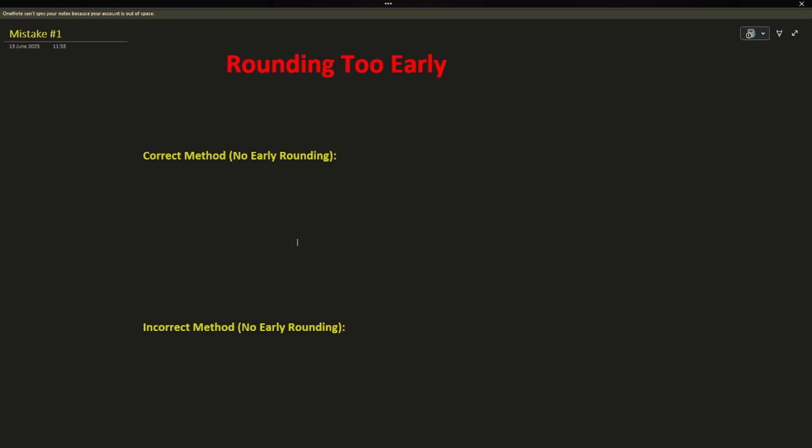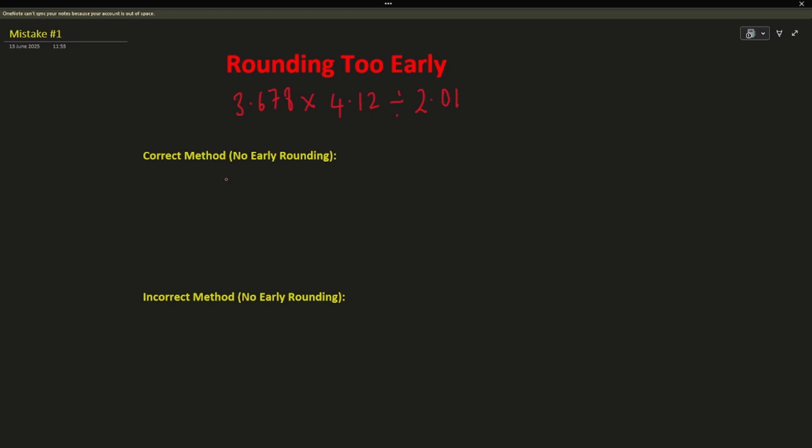Rounding too soon can cause the final answer to deviate from the true value, especially in engineering tolerance, design, or scientific measurement. If we are asked to calculate 3.678 multiplied by 4.12 divided by 2.01, the correct method of solving this problem is without rounding any value. So we'll be solving this arithmetic expression without rounding any of the values.